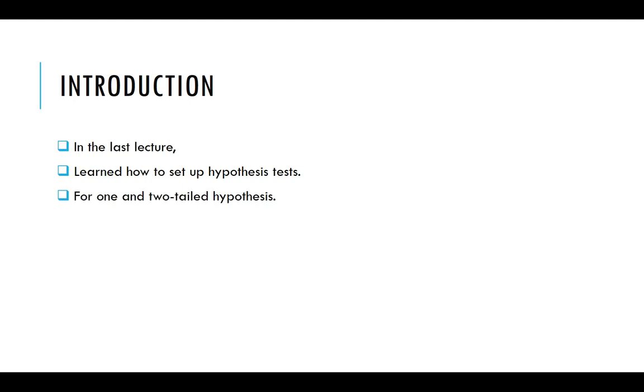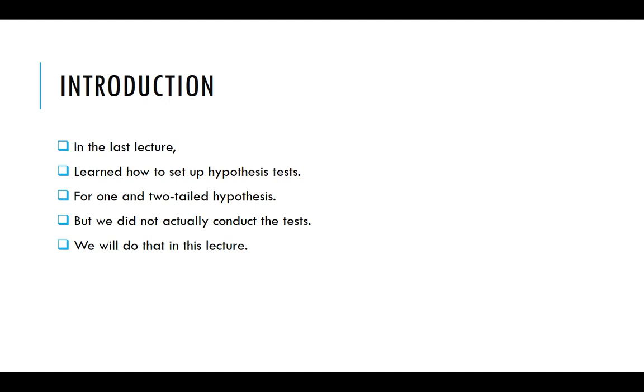So let's get started. If you remember in the last lecture, we learned how to set up the hypothesis test, right? Remember the null hypothesis and the alternative hypothesis? And we did that for both one and two-tailed tests. Remember, that was based on whether we had a directional hypothesis. If we did, it was a one-tailed test. If we didn't, it was a two-tailed test. But we didn't actually conduct the tests. We just talked about how to set them up and what we were trying to do. We're going to do the actual tests in this lecture.